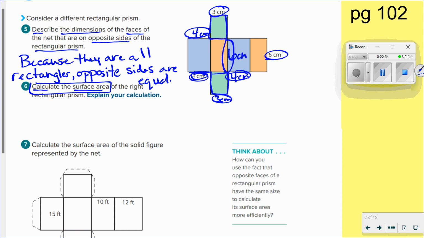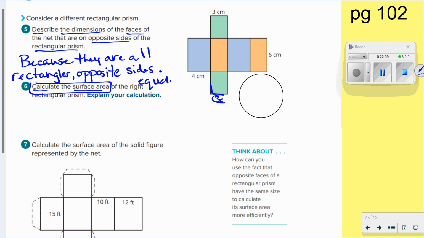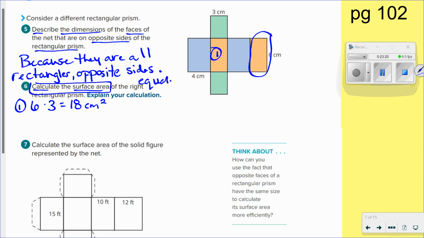Okay, so let's look at this one. Let's talk about our middle rectangle. I'm going to erase all of these. Okay. Let's look at our middle rectangle. What is the length of our middle rectangle? 6. And what is the width of our middle rectangle? 3. So it is 18 centimeters squared. If you look, we have the exact same rectangle here. Yes? So that means we have 2 of those, which is 36 centimeters squared. Does that make sense?